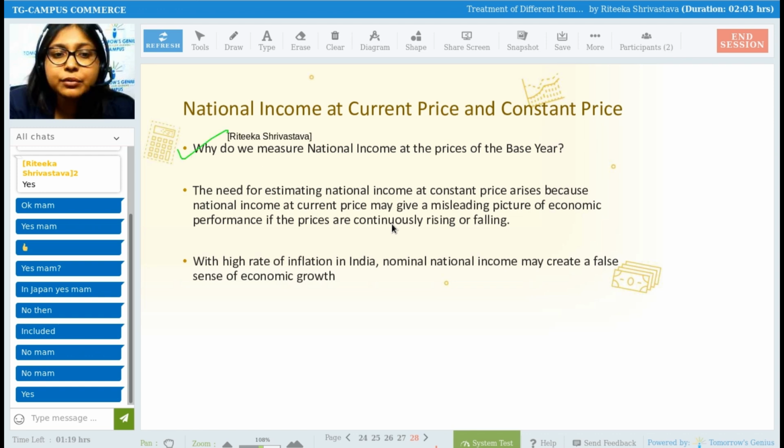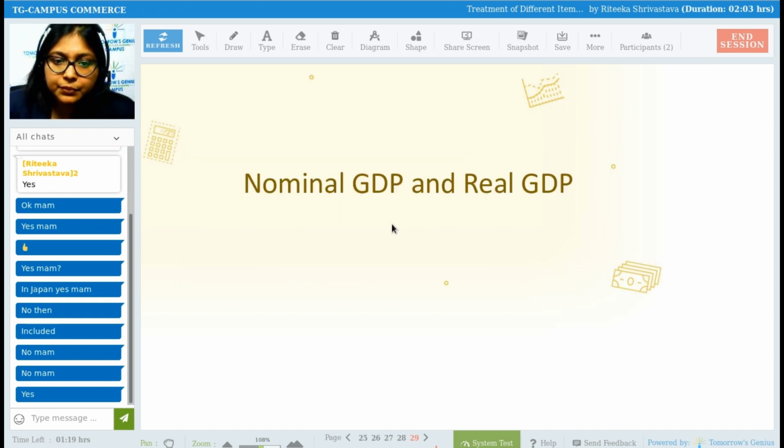Now, why do we measure national income at the price of the base year? The base year is the year which is free from all the economic fluctuations, and it will give you a true picture of how much output there is, with the prices, with the profit, with the GDP. You also have to know what the output of goods and services was, how many goods and services were produced in the economy. So if you measure national income using constant price, that will help you measure all of these things.